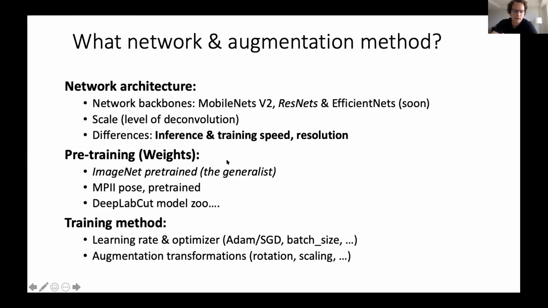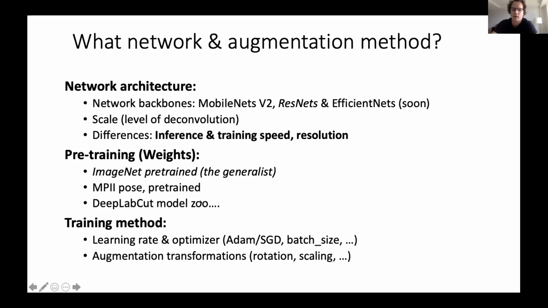But it could be that, let's say you work on human data and you actually work on humans standing upright. In that case, it would make sense to, for example, start from a model that is pre-trained on human pose estimation, which is also in the model zoo.